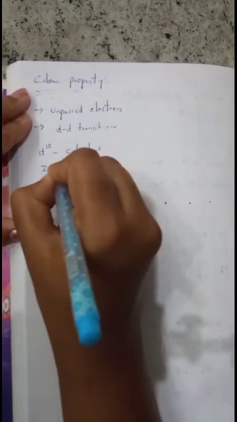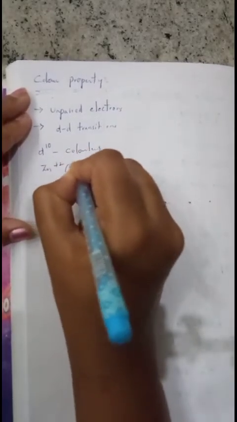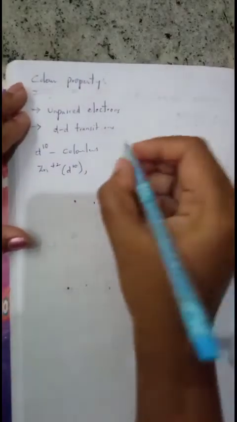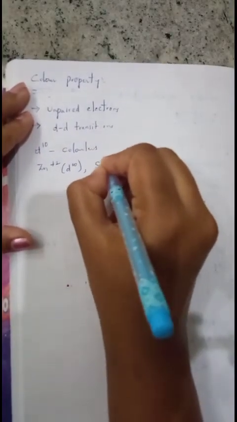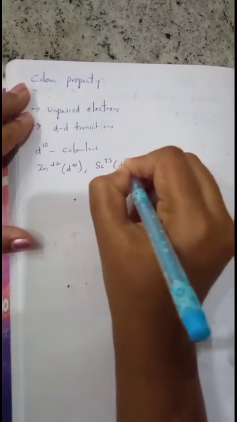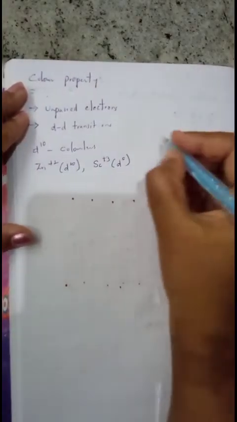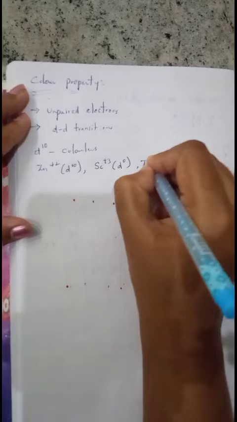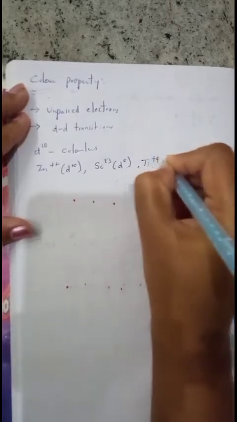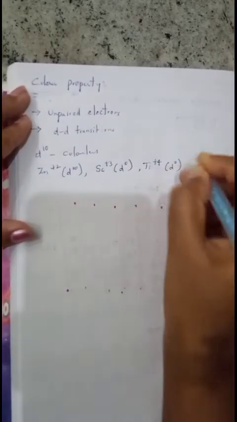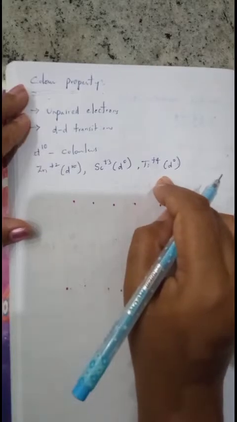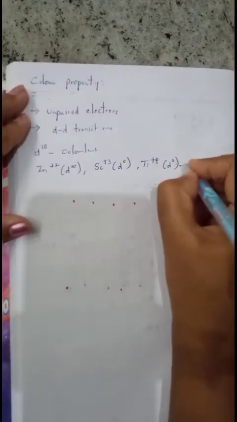Example, Zn+2, which contains a d10 configuration, as well as scandium +3. In this case there is no electron in the d orbital, so it is completely colorless. As well as titanium +4. This titanium +4 also does not contain any electron in its d orbital. Again, it is said to be colorless.